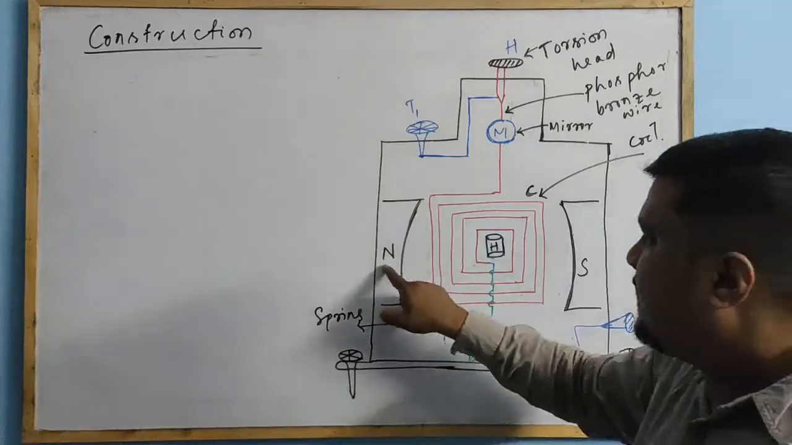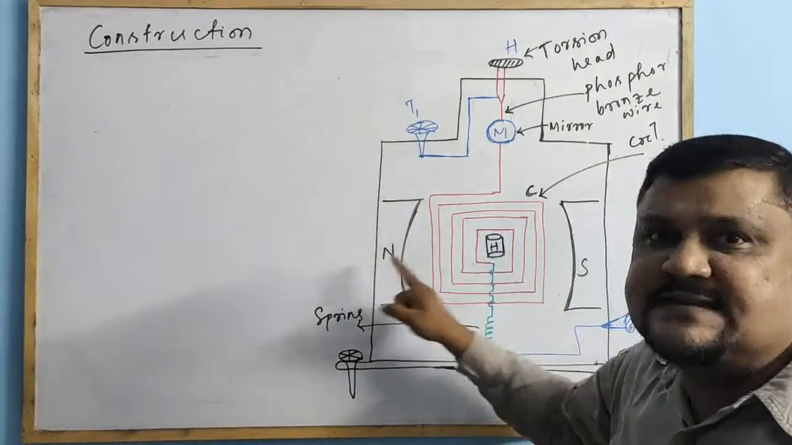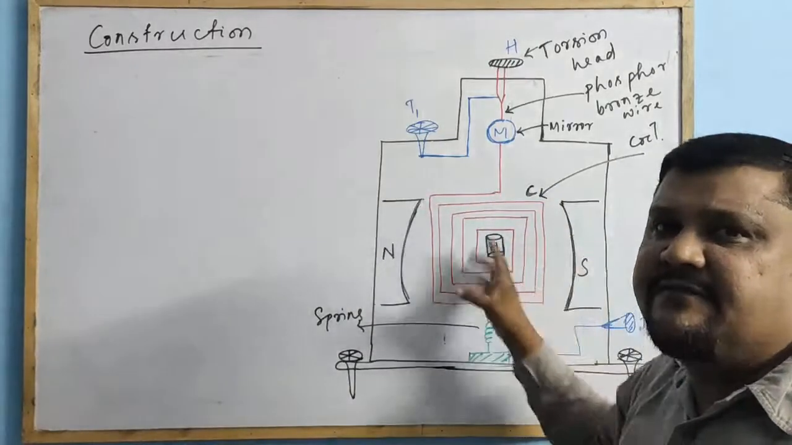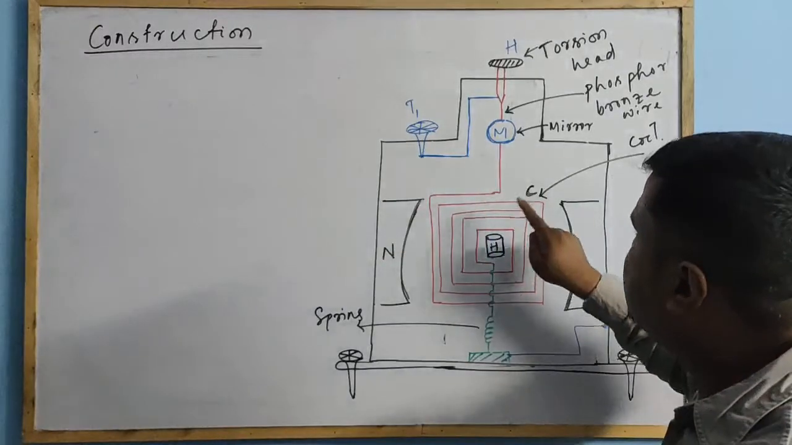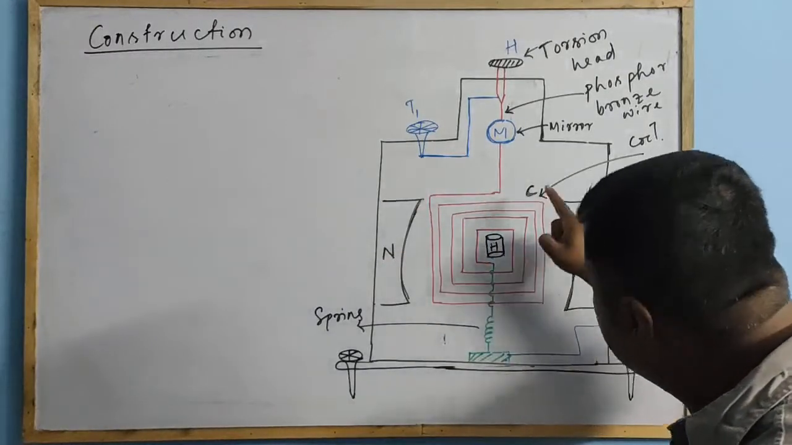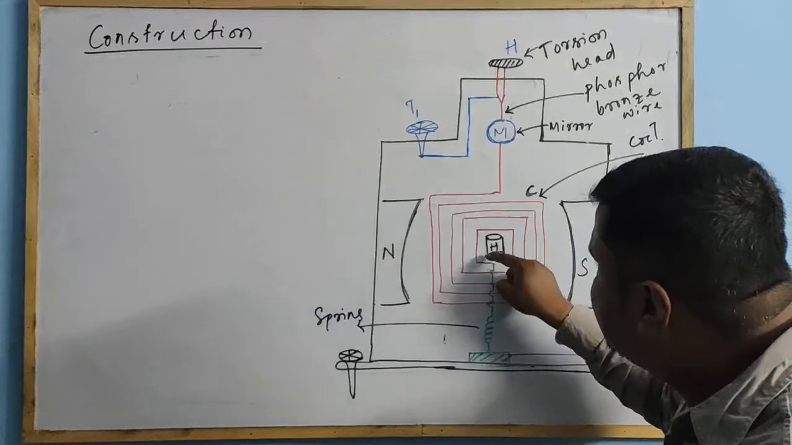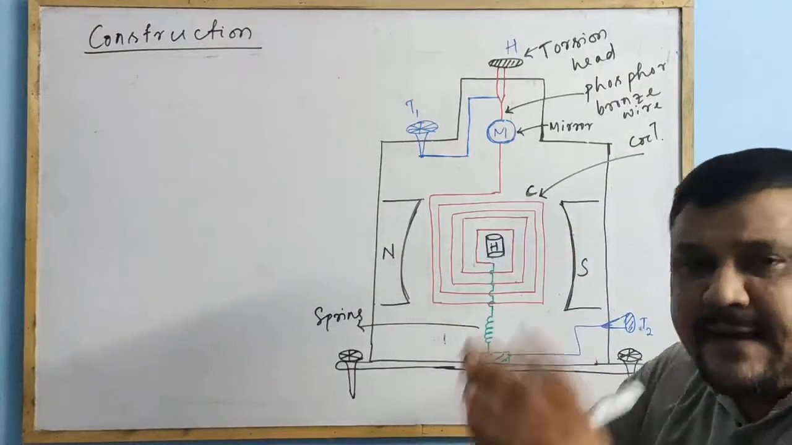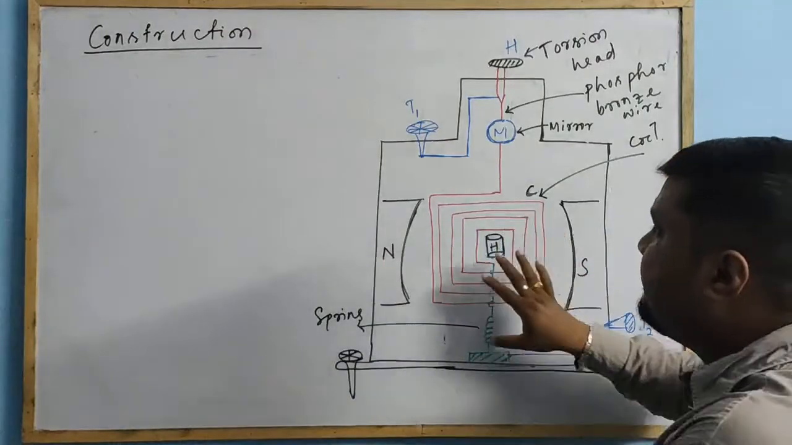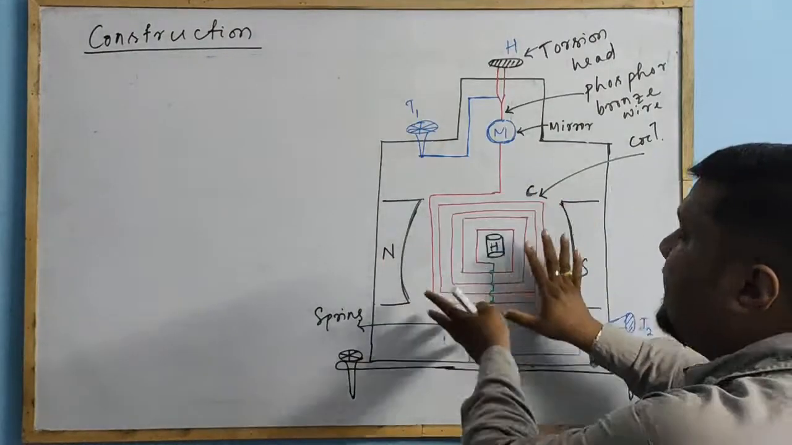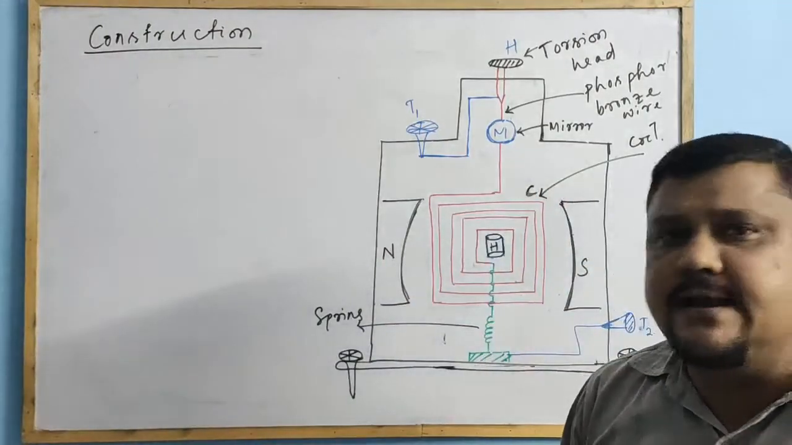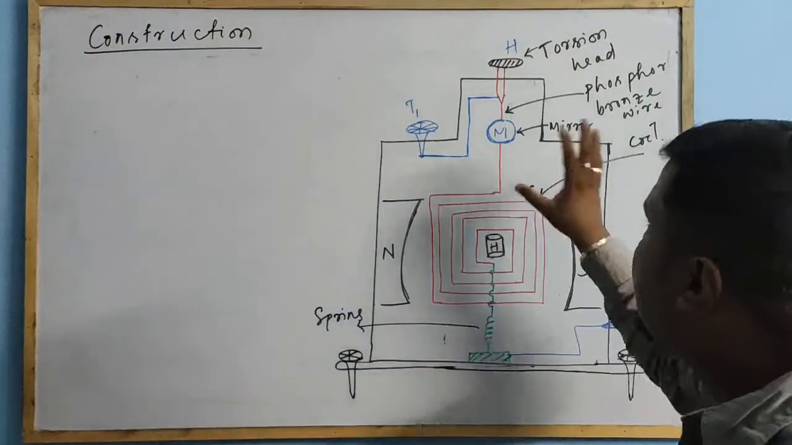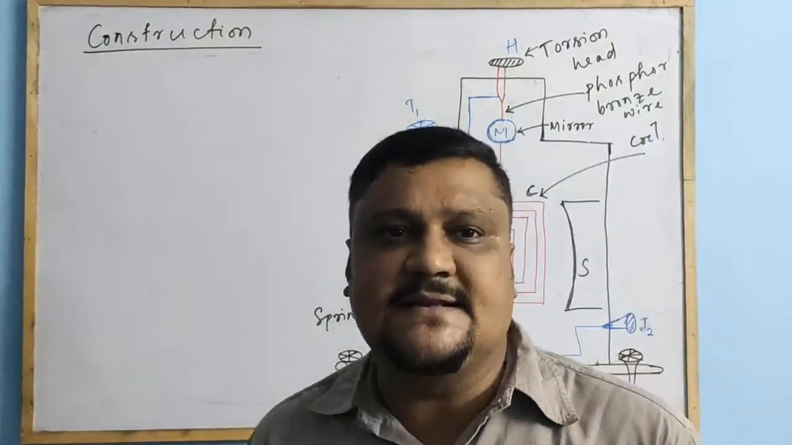Here, there are two magnetic poles which are cylindrical in shape to make the magnetic field radial. This is the coil. Then a soft iron core is placed inside the metallic frame, so that it does not touch any part of the frame. Clear? So this is about the construction part. You have to write this construction.